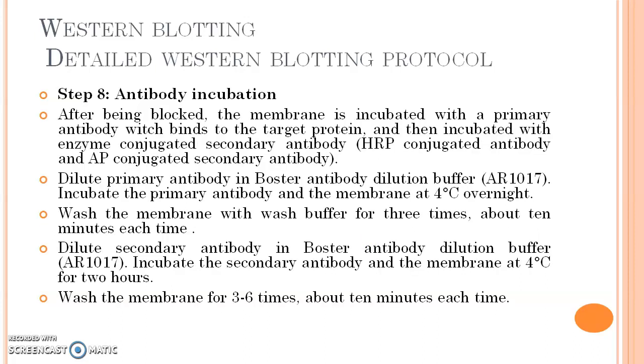Step 8, antibody incubation. After being blocked, the membrane is incubated with a primary antibody which binds to the target protein, and then incubated with an enzyme conjugated secondary antibody, HRP conjugated or AP conjugated secondary antibody. Dilute the primary antibody in Booster antibody dilution buffer. Incubate the primary antibody and the membrane at 4 degrees Celsius overnight.